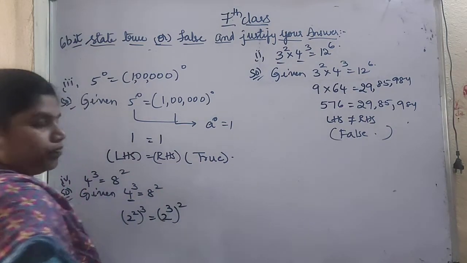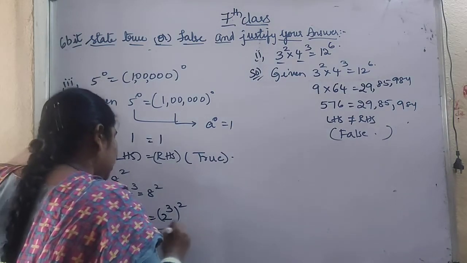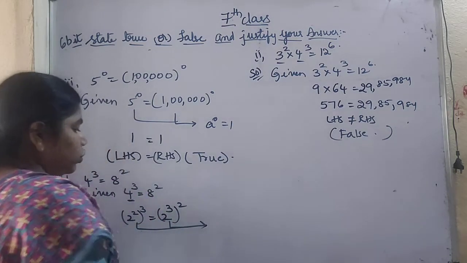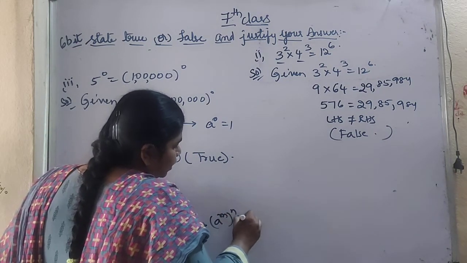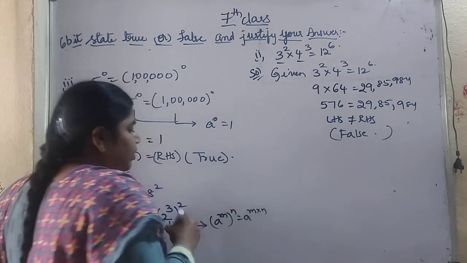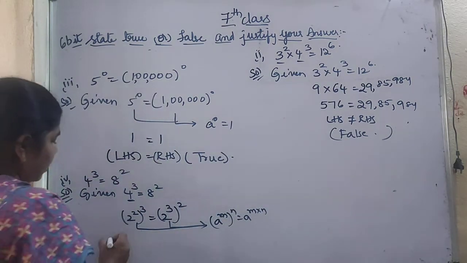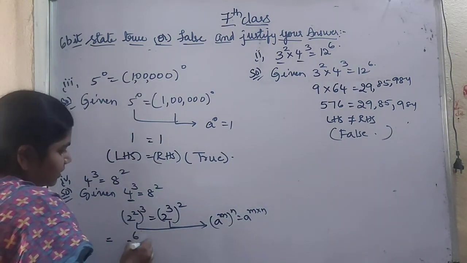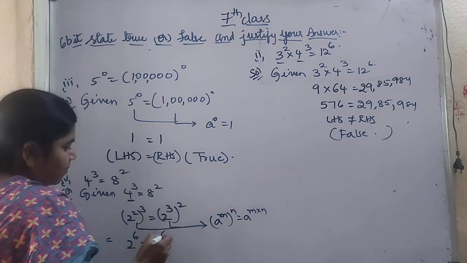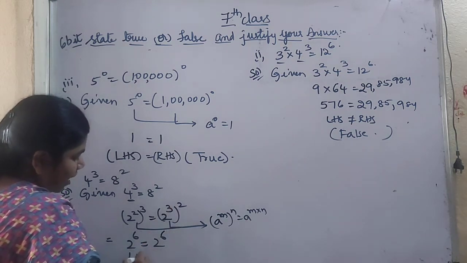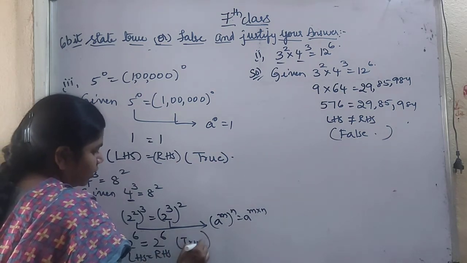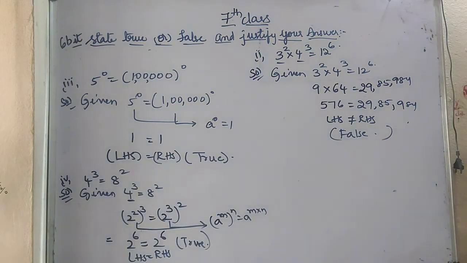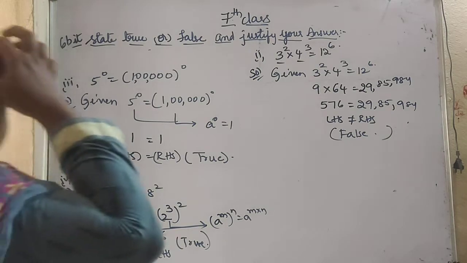If you see these two conditions, which formula or law can we apply? That is a power m whole power n is equals to a power m into n. That means we can multiply the powers here. That is 2 power 6 is equals to 2 power 3 2s are 6. So both LHS and RHS are equal. So we can say it is a true statement. Here the fourth question is again a true statement. Now, next one.